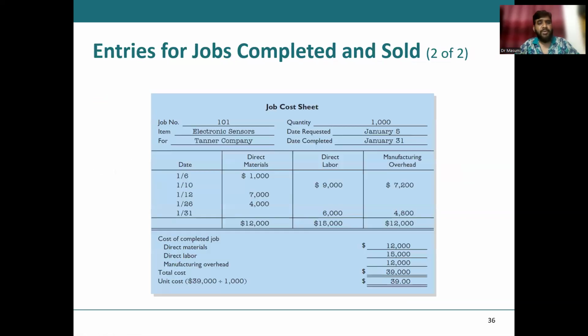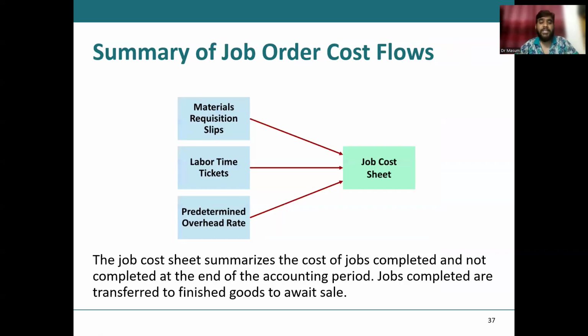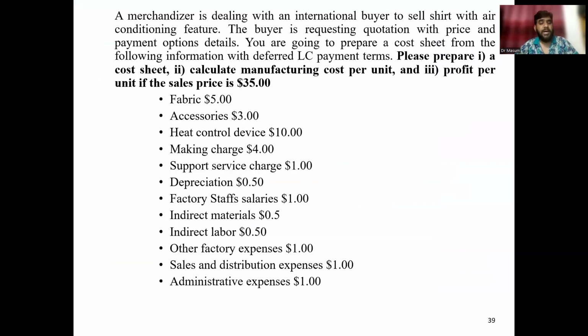So after getting the predetermined manufacturing overhead rate, you can complete the job cost sheet: direct materials, direct labor, and manufacturing overhead. Total cost is 39,000 and the order quantity was 1,000. So 39,000 divided by 1,000, per unit production cost is 39 here. So you have to calculate the per unit production cost, then the per unit operating cost. Then you have to negotiate with the buyer so that you are in an advantageous position. This is how you are going to prepare a cost sheet.